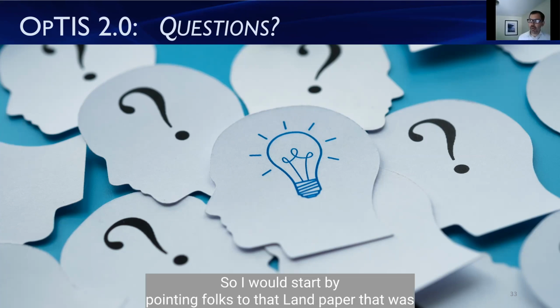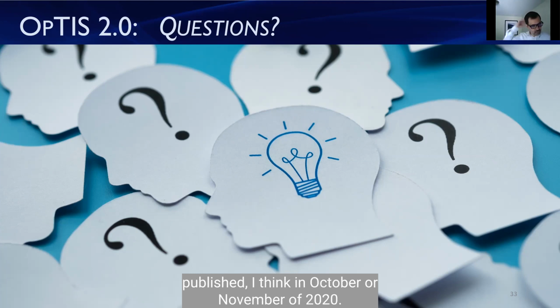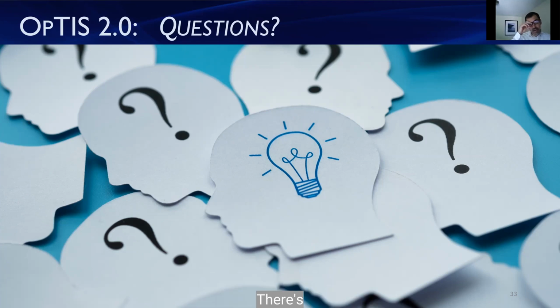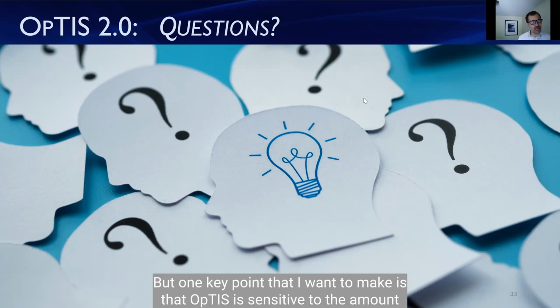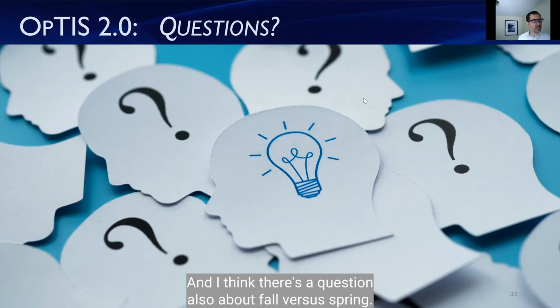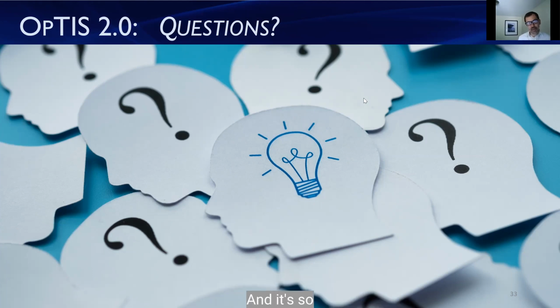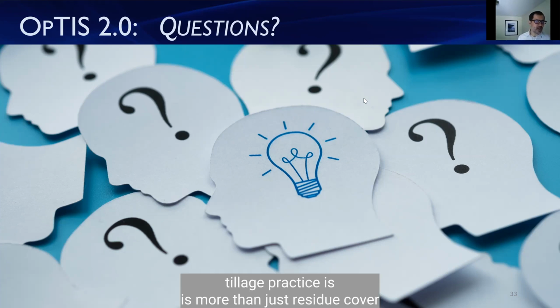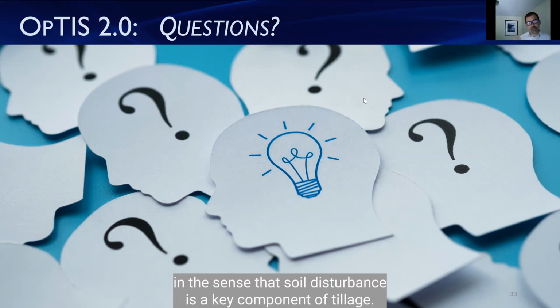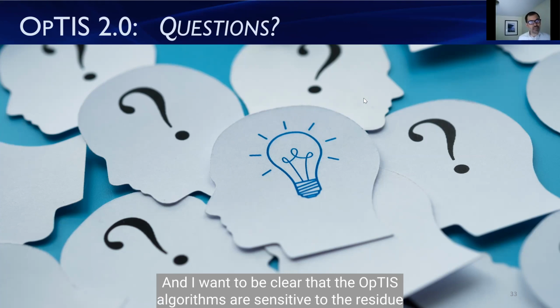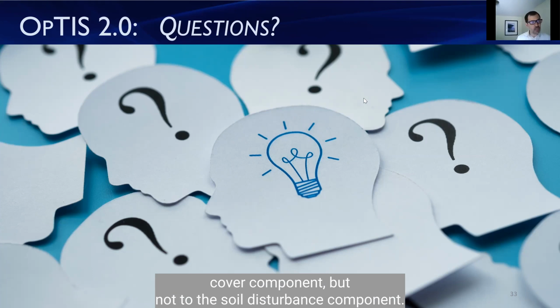Yeah, thanks, Steve. I would start by pointing folks to that Land paper that was published, I think, in October or November of 2020. There's all of this detail in there for you. But one key point that I want to make is that OpTIS is sensitive to the amount of residue cover remaining on the soil surface. I think there was a question also about fall versus spring. We do provide an estimate in the fall and then again in the spring. Tillage practice is more than just residue cover, in the sense that soil disturbance is a key component of tillage. I want to be clear that the OpTIS algorithms are sensitive to the residue cover component, but not to the soil disturbance component.